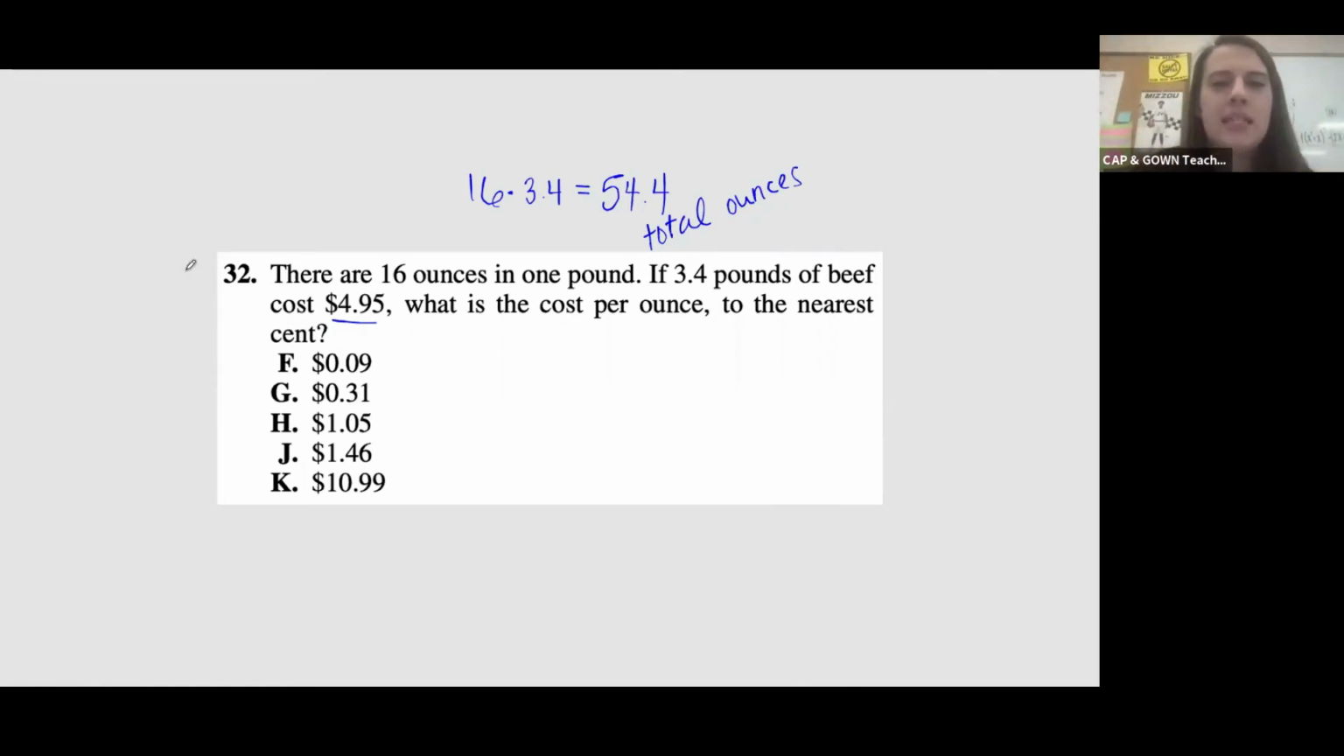Would it make sense that 1 ounce is going to cost more than the 3.4 pounds of beef? No. So instead, you're going to actually divide that 4.95 divided by 54.4, which is actually equal to 0.09.